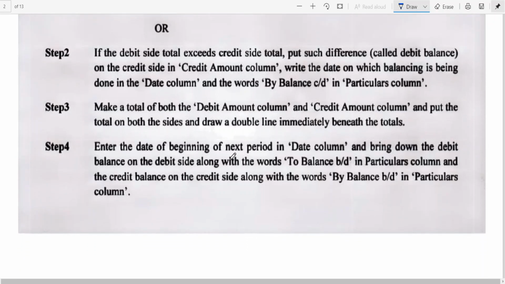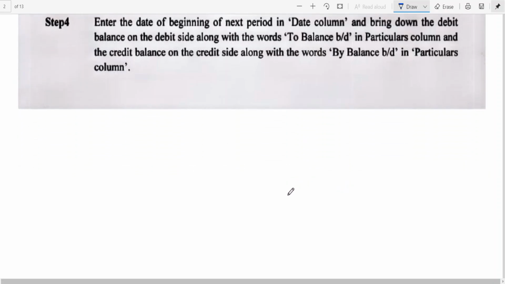Enter the date of beginning of the next period in the date column and bring down the debit balance on the debit side along with the words "to balance brought down". If you write "by balance carried on", it will become "to balance brought down". If you are having "to balance carried on", it will become "by balance brought down". In simple words, if the debit side is showing more, you write first "by balance carried on" on the credit side, "to balance brought down" on the debit side. If the credit side total is more, you write "to balance carried on" on the debit side, "by balance brought down" on the credit side. This we have seen in the previous classes.